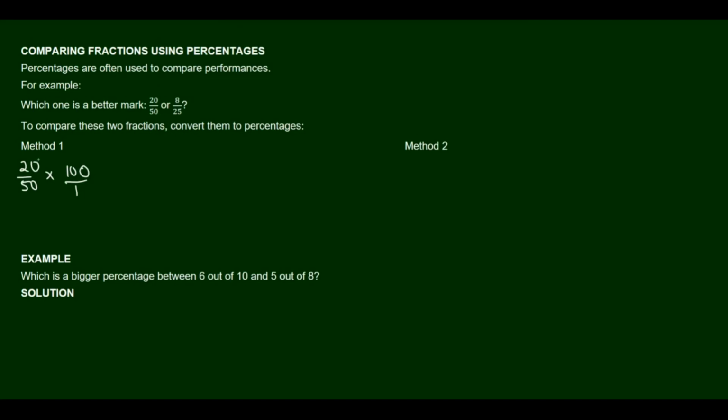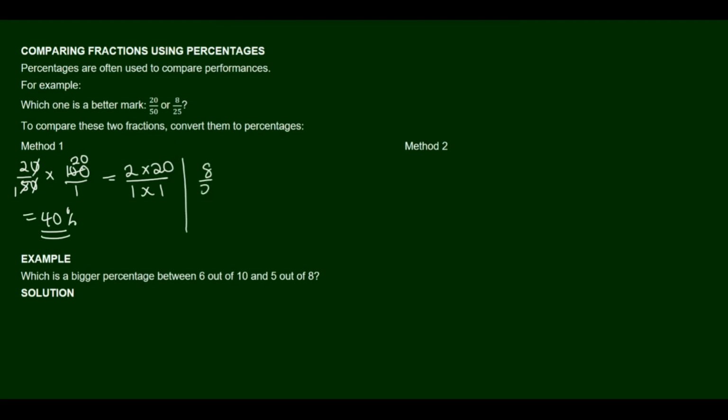Divide 20 by 10, we get 2. Divide 50 by 10, we get 5. So we're left with 2 over 5 times 100 over 1. Right, we can still divide by 5, and then 5 divided by 5 is 1. 100 divided by 5, that's 20. So we are left with 2 times 20 over 1 times 1. Then this gives us 40, and then that is 40%. Right? And then what about 8 over 25?